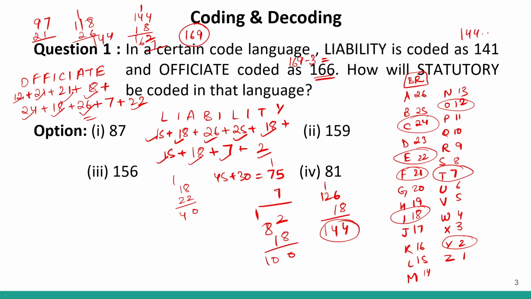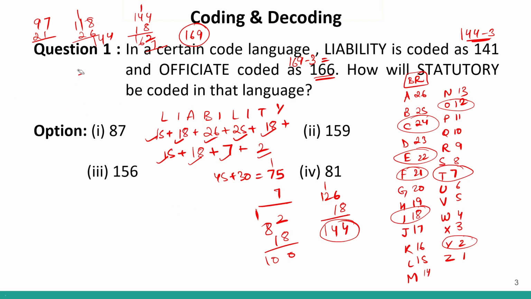This was 144 minus 3. So basically sum of backward ranks minus 3. So we'll do the same thing for statutory also. So statutory will take the sum of the backward ranks and minus 3. So sum of backward ranks for statutory.